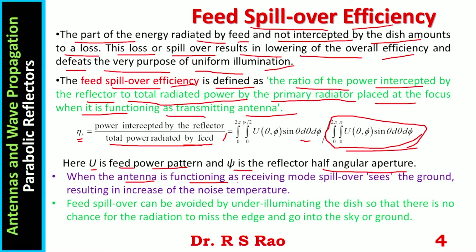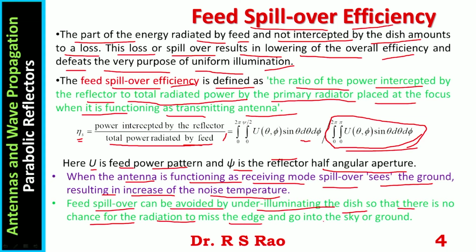When the antenna is functioning in receiving mode, spillover sees the ground, resulting in an increase of noise level and consequently noise temperature. Feed spillover can be avoided by under illuminating the dish so that there is no chance for the radiation to miss the edge and go to the sky or ground.